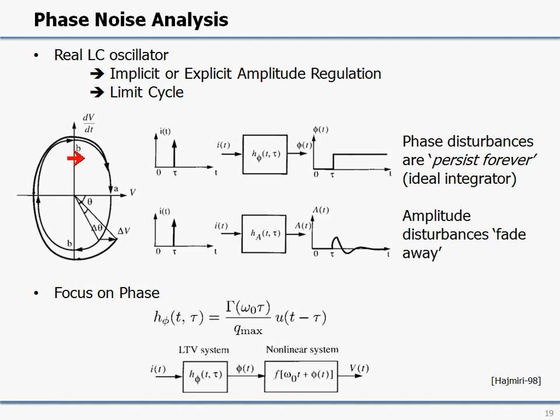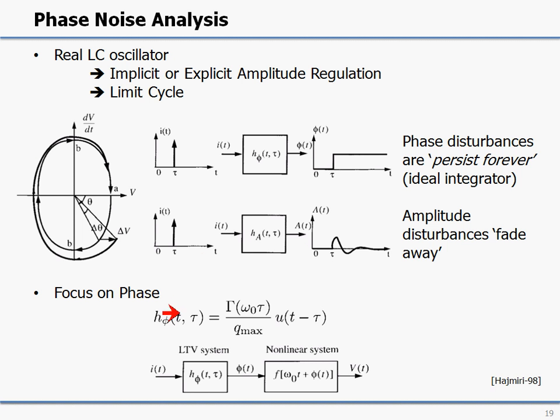So here we have the voltage as well as the derivative of the voltage, and we plot the locus over time of these two variables. If we try to push the oscillator away with noise, we find that the amplitude changes are being suppressed, and they will fade away over time as shown here, whereas the phase shifts, the phase disturbances, persist forever, because the oscillator itself has no idea of what phase it should be at. So if you move its phase, it cannot recover from such a disturbance. In fact, this is an ideal integrator because we apply an impulse and we get a step response here.